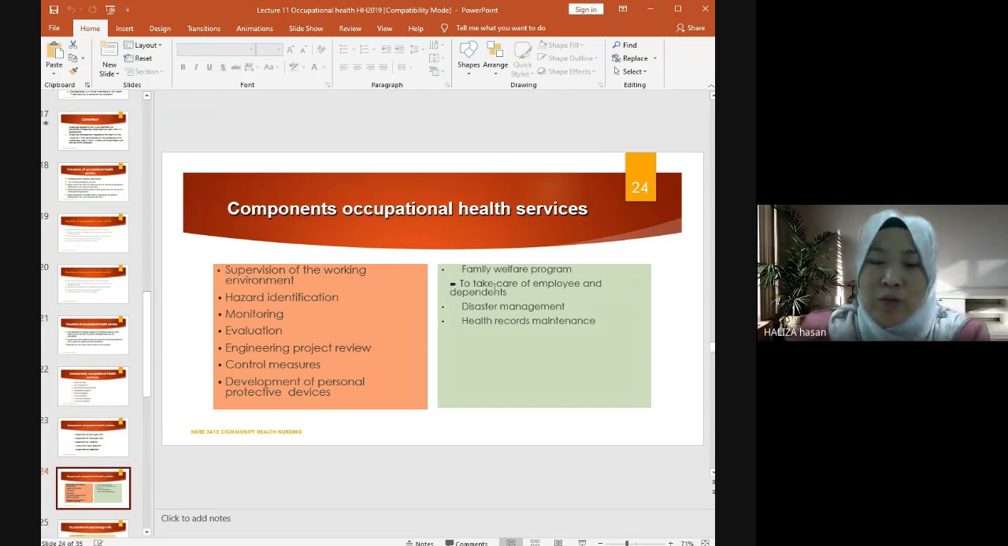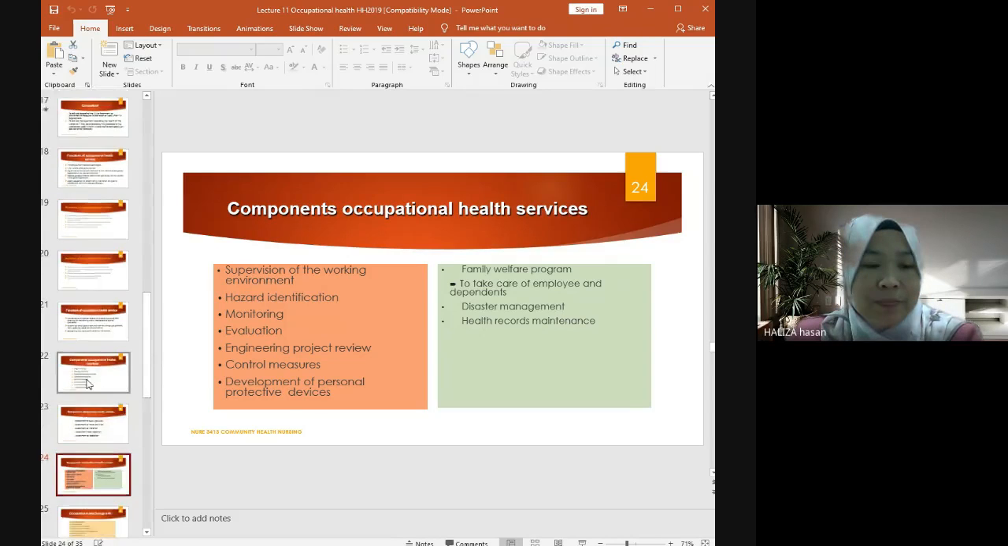and also family welfare program to take care of the employee and dependents, okay, disaster management, and also health record maintenance. For example, for family welfare program, the workers are affected from their occupation. Suddenly they have hearing problems. So the family should get compensation from that, because they cause permanent disability. So the occupational health services also are concerned about the family welfare.